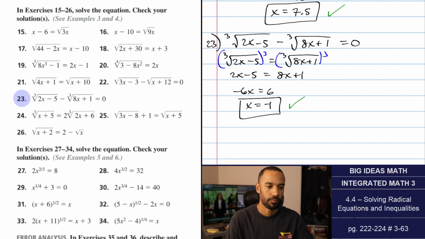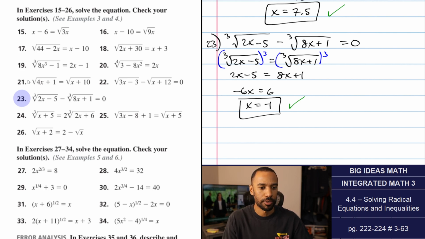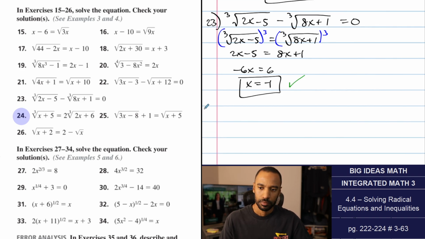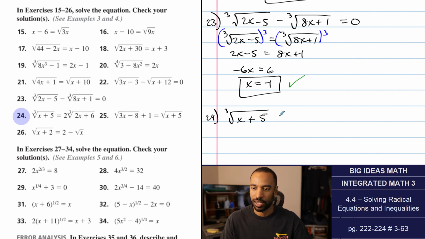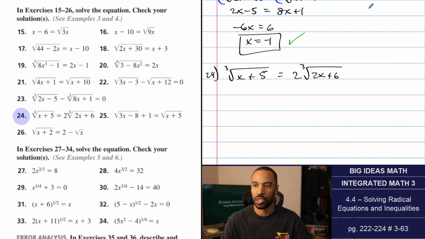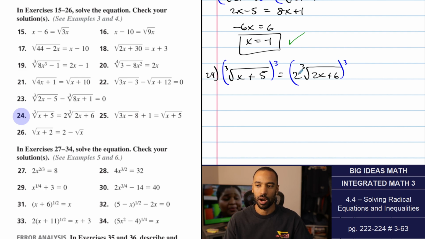Number 24, also a cube root. Now, this one, a couple things going on. We have one radical isolated. The other one is nearly isolated. It's not unisolated in a bad way, but you still have to be careful of one thing. We will cube both sides right now. As long as one's isolated, you're good. But keep in mind, when you cube this, you are also cubing the 2. In a product, it is this cubed times this cubed.